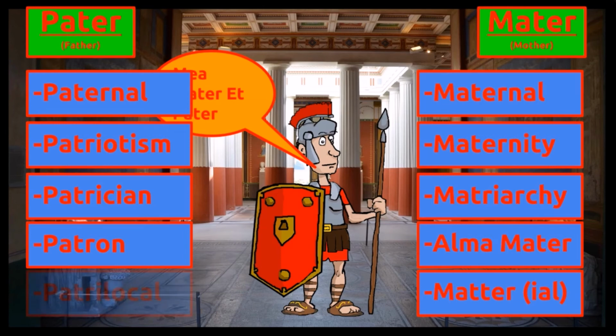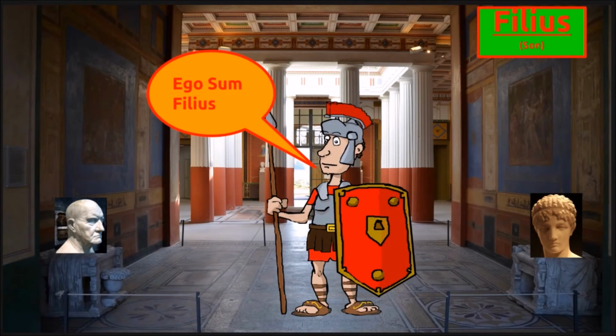And the last one would be patrilocal, which is a more specific term that talks about how the husband takes the wife to live closer to his parents or with his parents. It's more of a technical term, but you can see pater and local, like location. Moving on, we're going to be in the same room, and looks like Quintus is saying Ego sum Filius. Filius means son, so he is the son of his father and his mother.